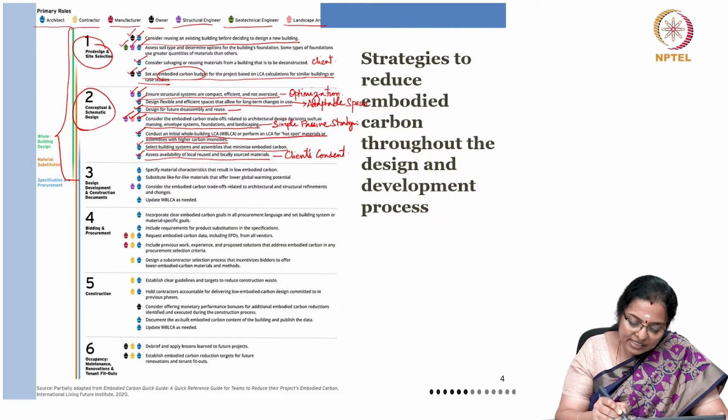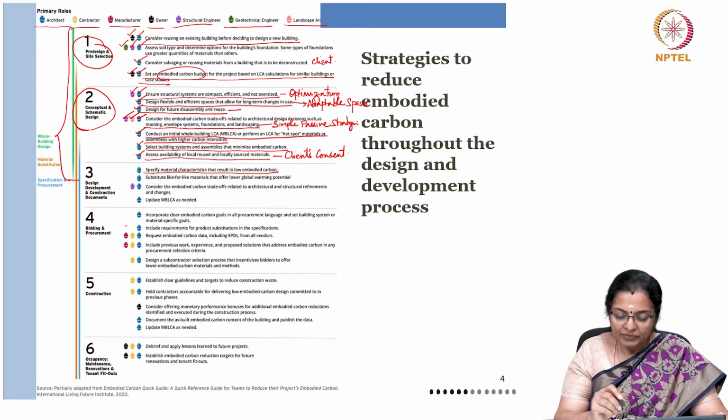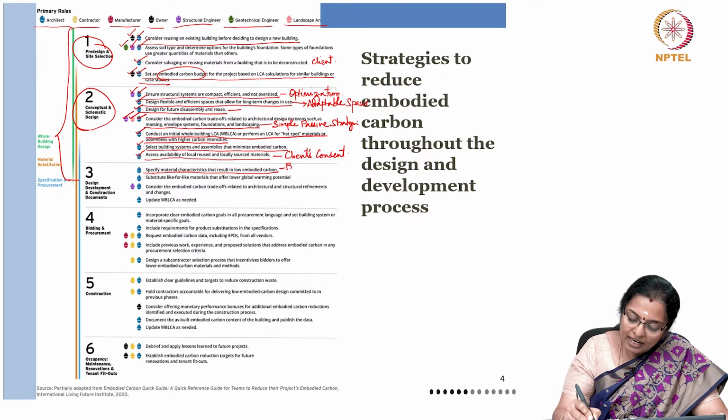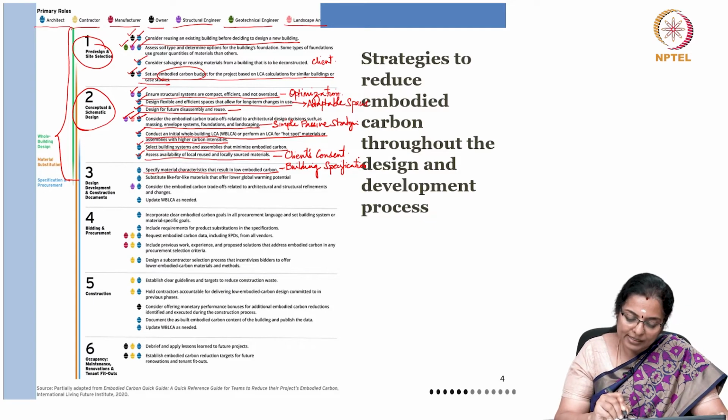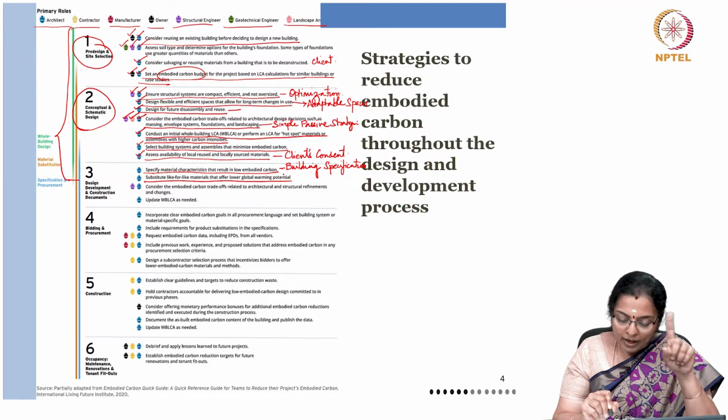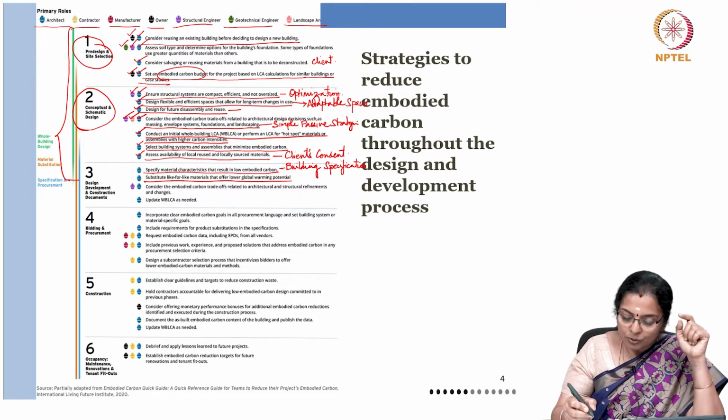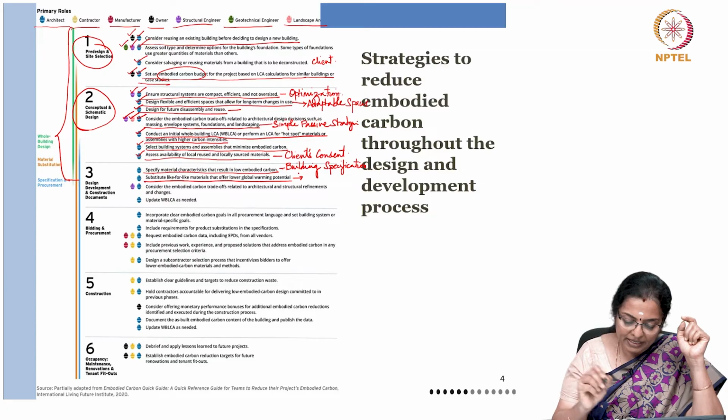A little of this is to specify material characteristics that result in low embodied carbon. So, building specification has to be done by the architect, but again here we need to take the owner into confidence. Substitute like for like materials that offer lower global warming potential. We just discussed one-to-one substitution. So, this also has to be done by the architect.